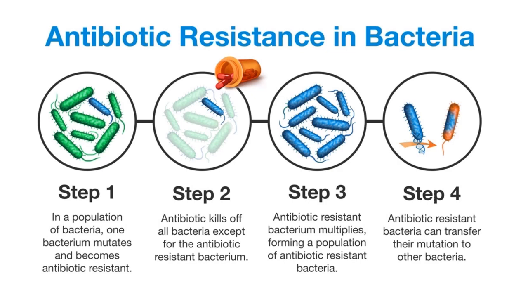It's a random mutation, but then we introduce a selective pressure. That selective pressure is the antibiotics that kill all of the other bacteria, and that one that is antibiotic resistant survives. When it survives, it replicates, it multiplies, and you form a population of antibiotic-resistant bacteria. And those bacteria can perform conjugation and do horizontal gene transfer and pass those genes from one bacterium to another. Most of the time, it's the same bacterial species, but oftentimes it can be different bacterial species as well.